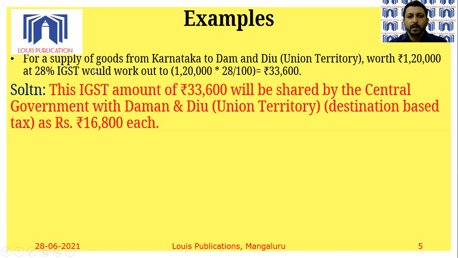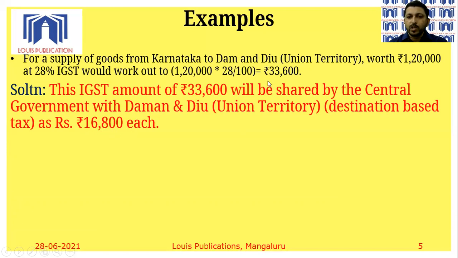So the point is simple: supply of goods from Karnataka to Daman and Diu. The union territory of the recipient is Daman and Diu. Remember this. When we are talking about Daman and Diu, this IGST amount of 33,600 will be shared by the central government with the Daman and Diu union territory, that is destination based tax. Half of 33,600 would work out to 16,800 each.